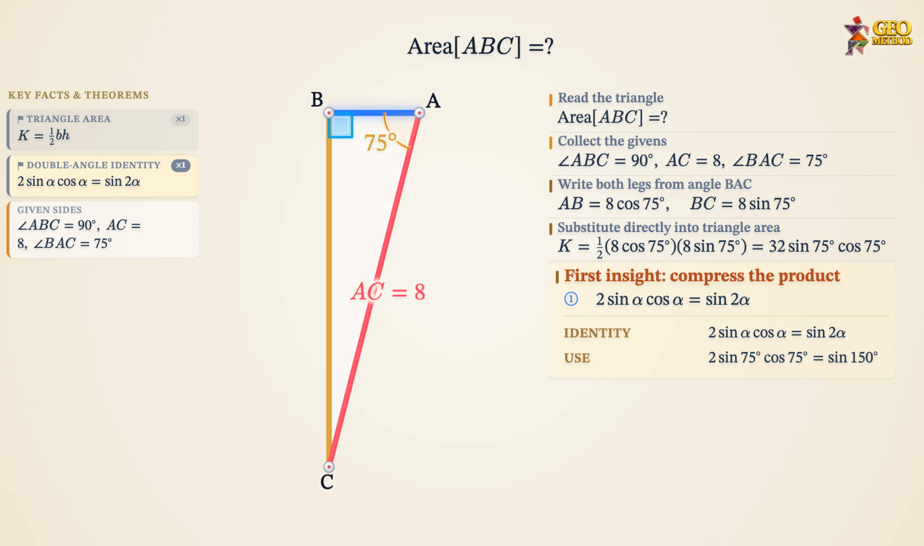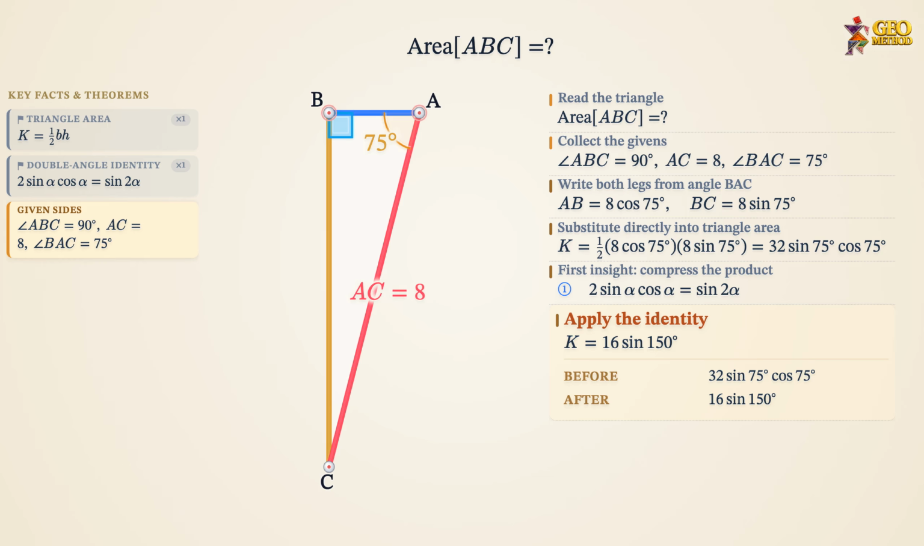First insight. The double angle identity turns 2 sine alpha cosine alpha into sine 2 alpha, so the product collapses immediately. Factor 16 from the expression. The remaining doubled sine-cosine product becomes the sine of the doubled angle shown.